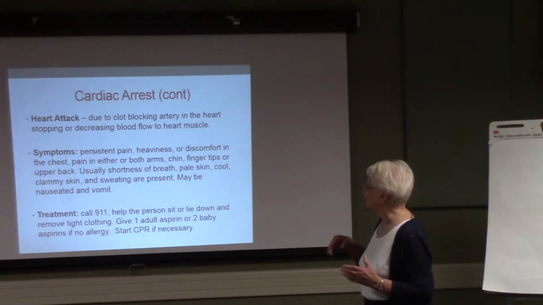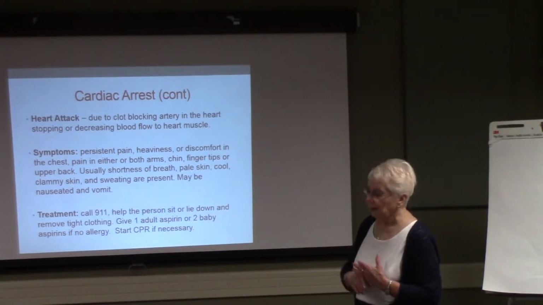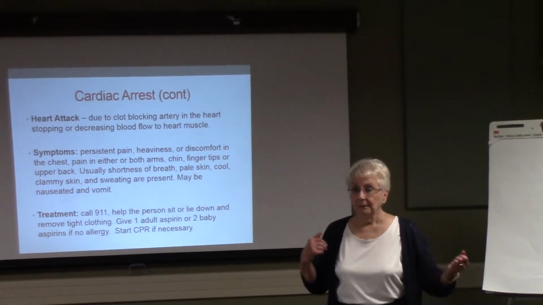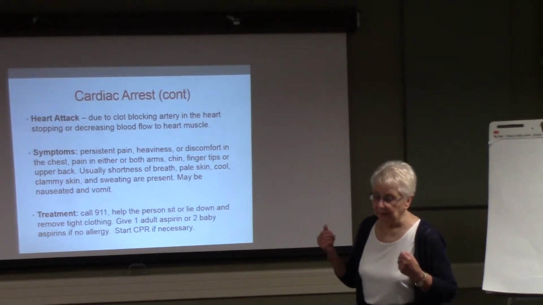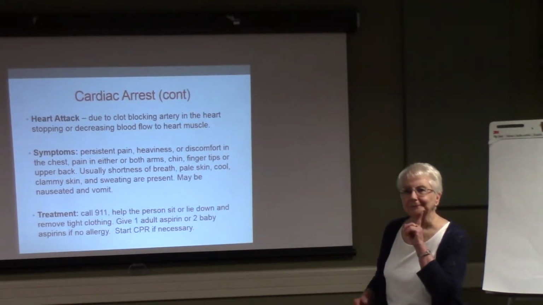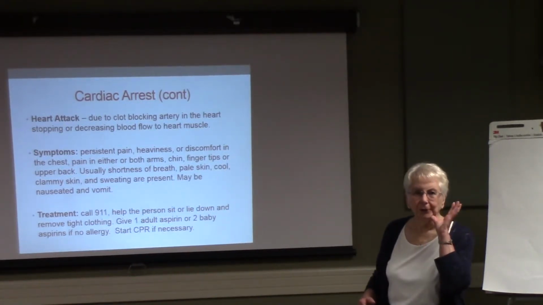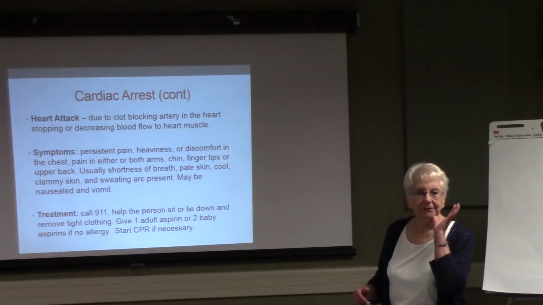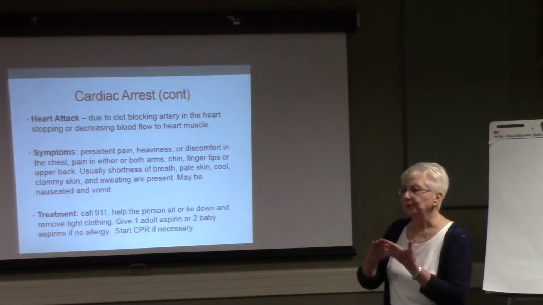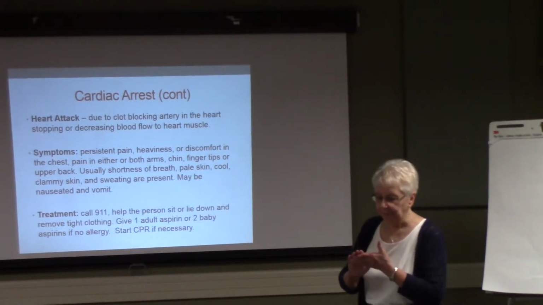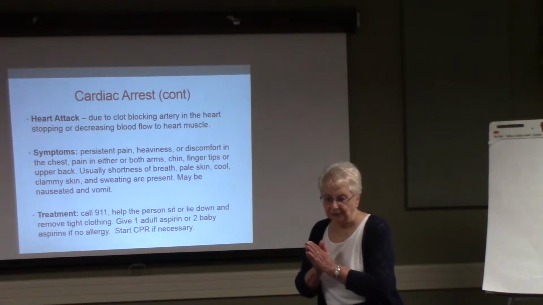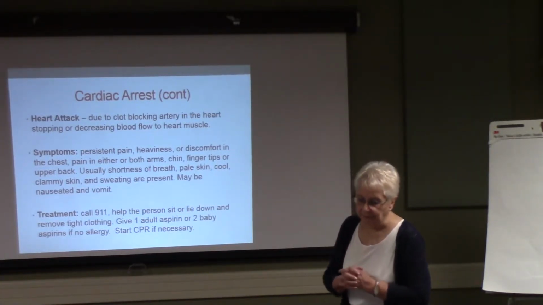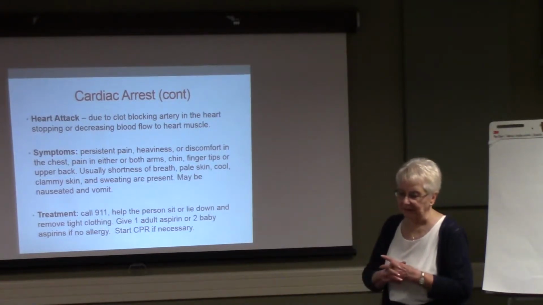Persistent pain, heaviness, discomfort in the chest, pain in either or, even the right arm. Heard of patients doing that. Right here under your chin, there's a little groove right here. And for some reason, heart attack patients have pain right there. Fingertips on your left hand, perhaps. Shortness of breath always. Pale skin, cool, clammy skin. Sweating, maybe nauseated and vomiting.